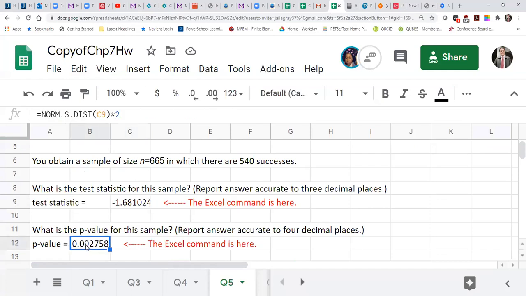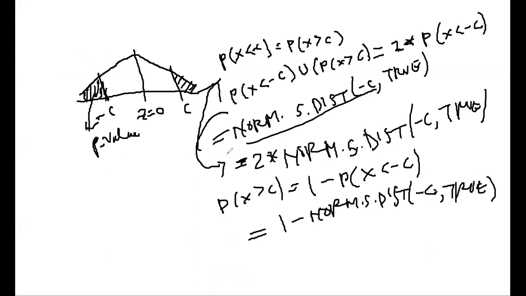So simply put C9 in the formula here, and then times 2. The C9 is the area less than negative 1.6810 and so on. And because we need to have both areas, remember the one on the whiteboard, we need this area and this area, so you simply multiply the area on the left by 2, right? So you get this one and this one because they are similar, and they also have the same area. So this is for the two-tailed test problem.